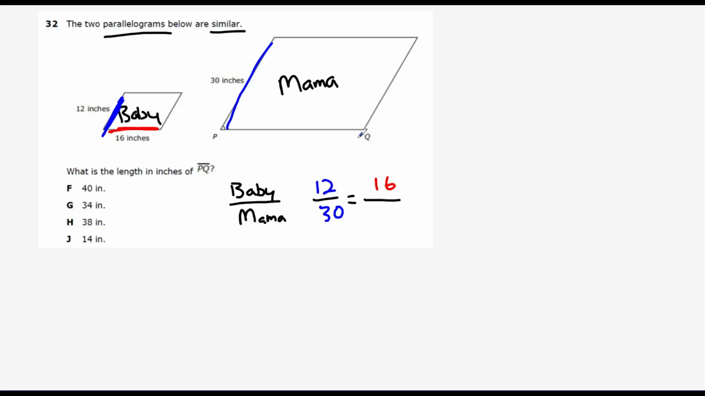And then I realize, and actually look what the question said. It says, what's the length of segment PQ? Oh, that's this length here, which happens to correspond to 16. Since I don't know what it is, I'm going to call it X. That's a good number for numbers I don't know. Solve proportion. We cross multiply and then divide.